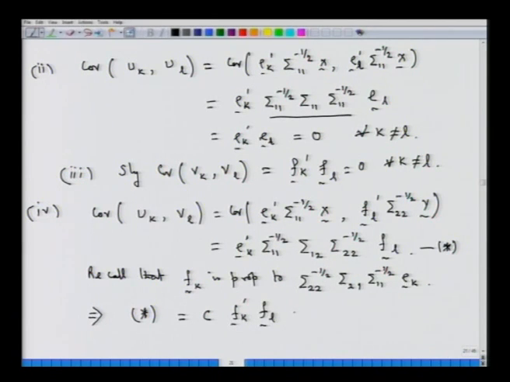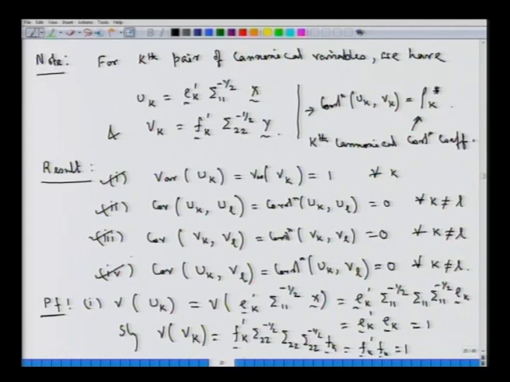Now, this will imply that this product is equal to 0 for every k which is not equal to l. This is so because once again this F k is orthogonal to F l. Now, since we have this, the covariance between u k and v l is also equal to the correlation between u k and v l, because u k and v l have unit variances. Thus this covariance is equal to 0 for every k which is not equal to l. For k equal to l, it will be equal to the constant of proportionality which links this F k and E k. So, we have proved this result also.